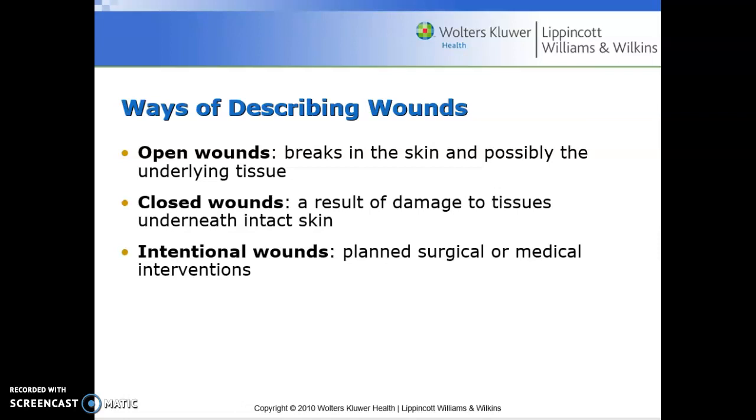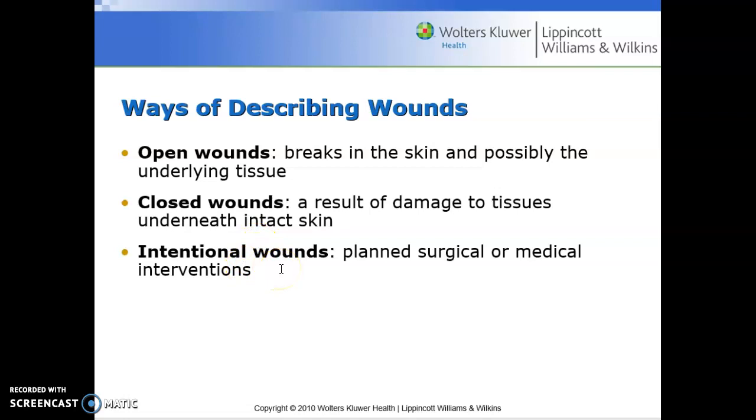There's different ways of describing wounds. First, we're going to talk about the open wounds. That is a break in the skin and possibly the underlying tissue, where a closed wound is a result of damage to tissues underneath the intact skin. So what we mean by that, you may have a pressure ulcer starting and it's underneath the skin, but you can't really see anything on top of the skin because that skin is intact.